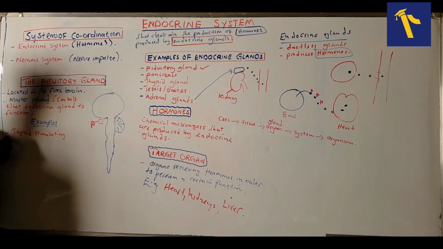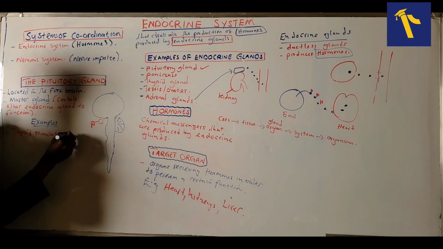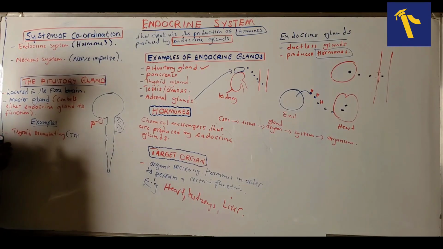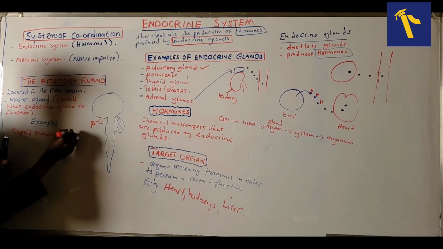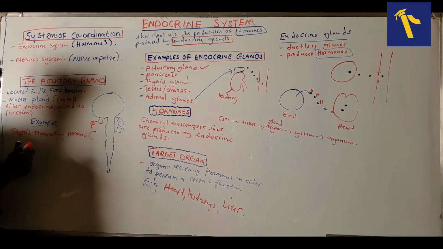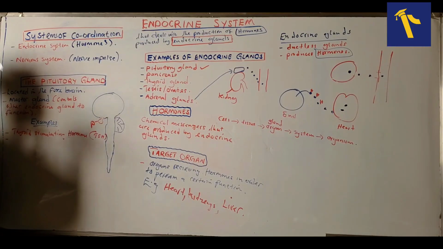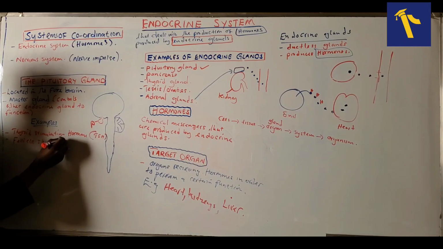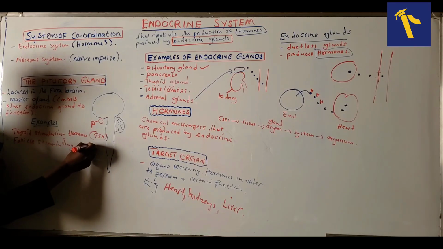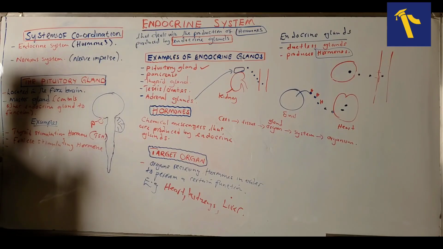We'll abbreviate it as TSH. Okay, thyroid stimulating hormone, abbreviated as TSH. It is the one produced by the pituitary gland. We have another one, a lot of them: follicle stimulating hormone. Okay, we have luteinizing hormone.